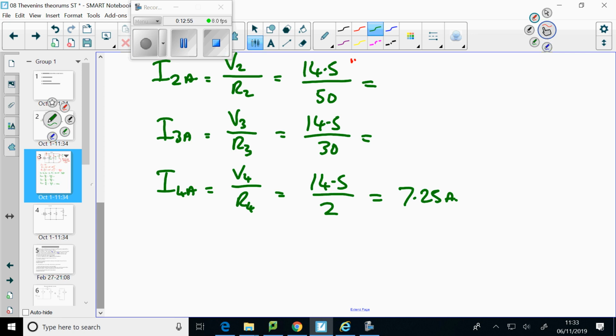The other two, I got 0.4 and 0.29. And the check is, gentlemen, check on those 3 currents, and they should equal 8 amps, allowing for rounding errors.